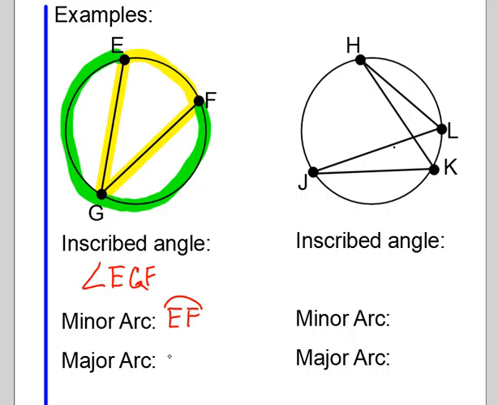And our major arc would be arc EGF. And that name is extremely similar to the inscribed angle. So similar that it uses the same exact three letters.